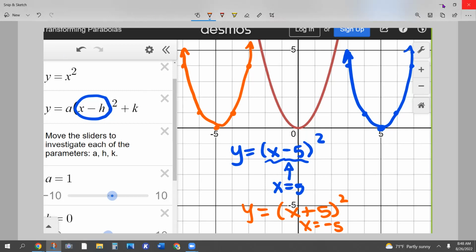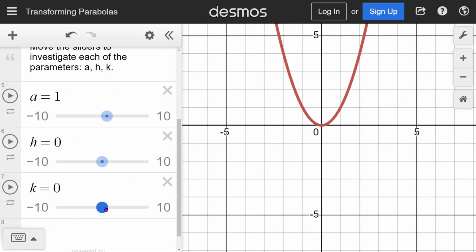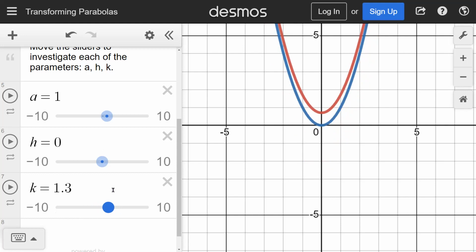Then when we're looking at the k, as I move it, it's going to move my graph up if it's a positive, or down if it's a negative. That's what's going to be happening with this.